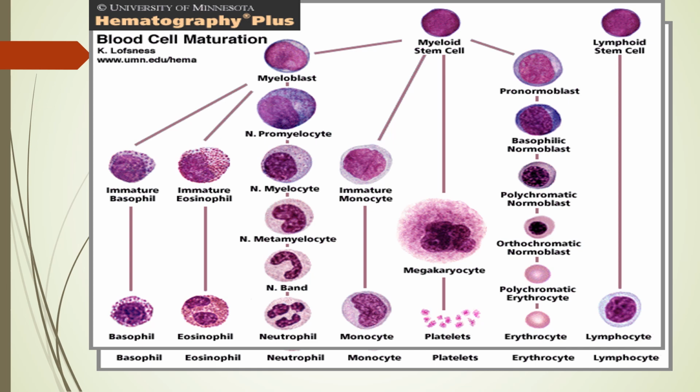On the right corner is the lymphoid stem cell, and they develop into lymphocytes. Lymphocytes, as already told, are of different types.